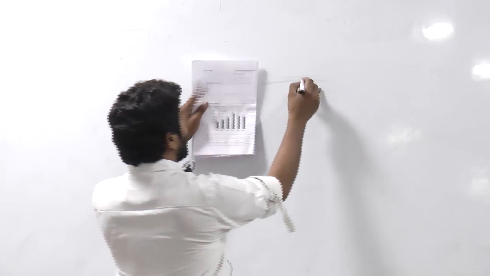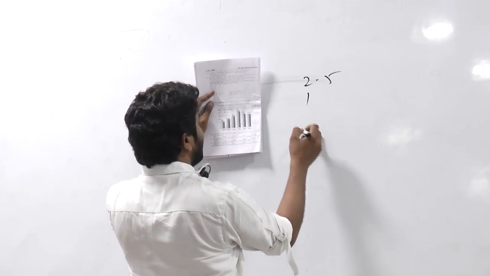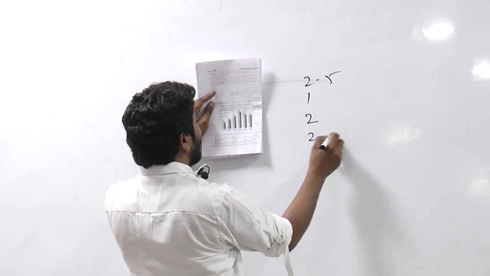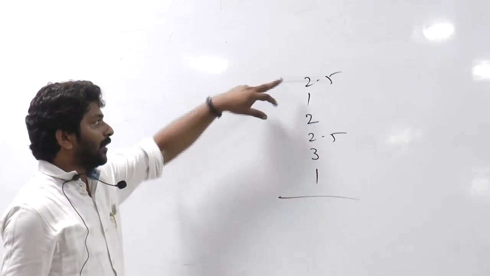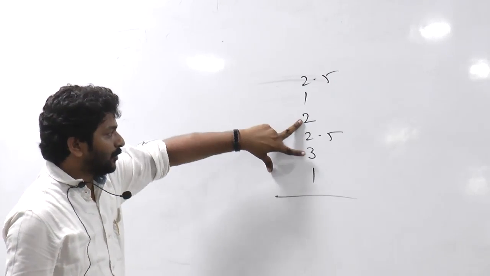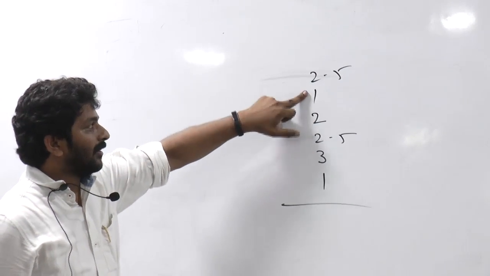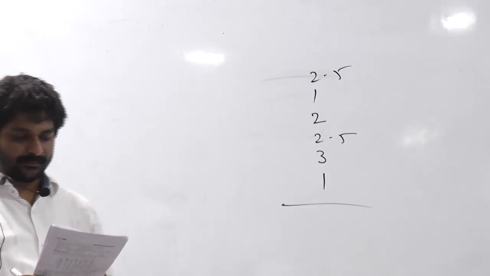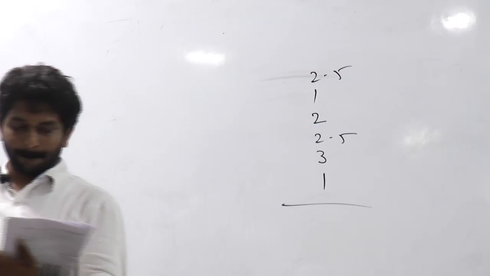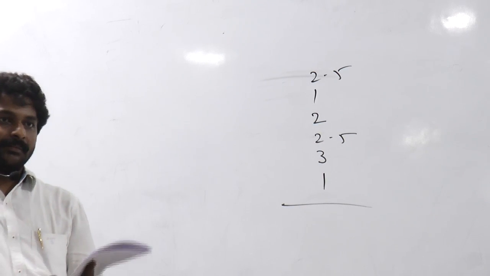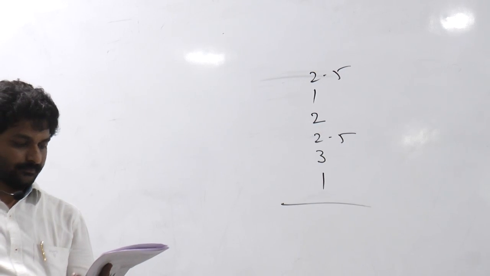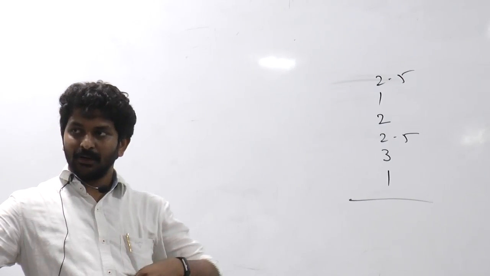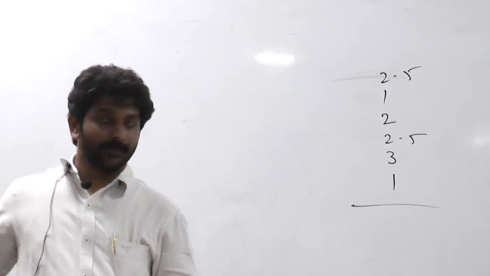What is the first difference? 2.5. Next 1. Next 2. 2.5. 3. 1. Add everything. 2.5, 2.5, 5, 2, 3, 5. 10, 11, 12. 12. Okay? Option? None of these. None of these.